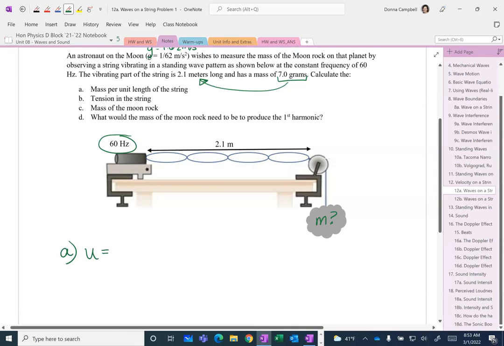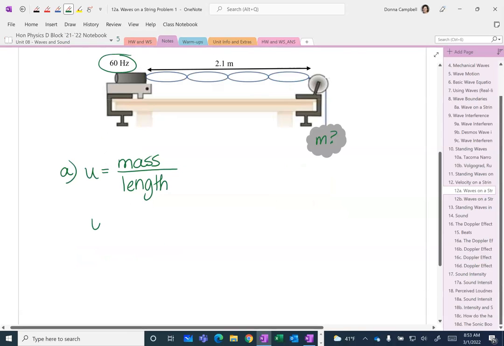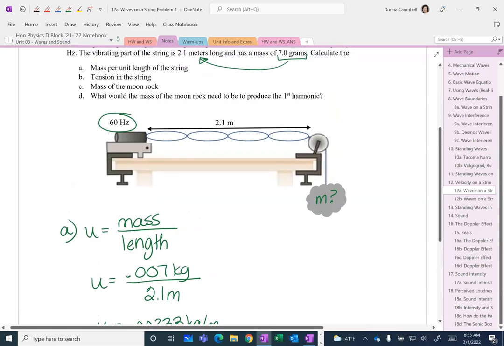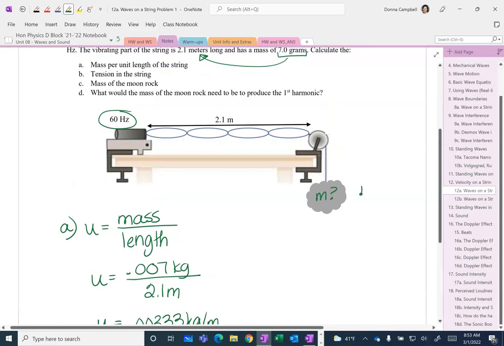So u is equal to mass over length. That is 0.007 kilograms, very important you're in kilograms, over 2.1 meters. So the linear mass density is 0.00333 kilograms per meter. B says find the tension in the string. Normally, we'd say the force of tension up equals the force of gravity down, and we just use mg. But we can't do that here because we do not know m.